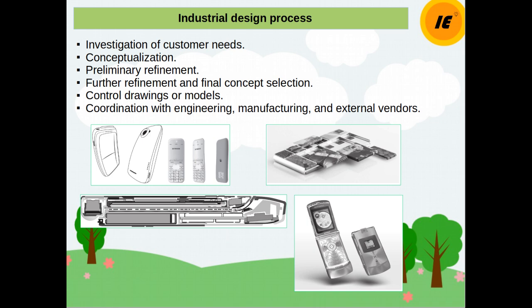So here you can see the 6 phases. The first step is the investigation of customer needs. In the book there is chapter 5, called identifying the customer needs. The product development team begins by documenting customer needs, and that is described in chapter 5.